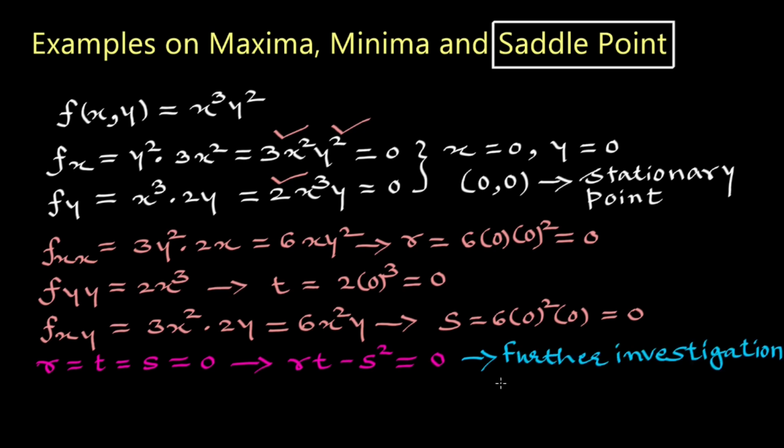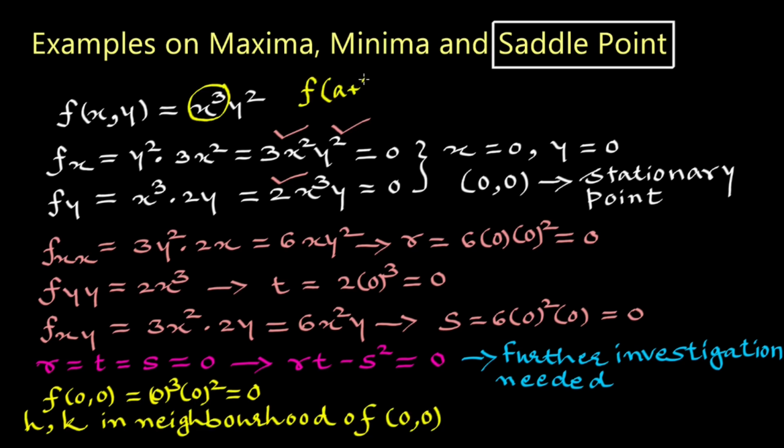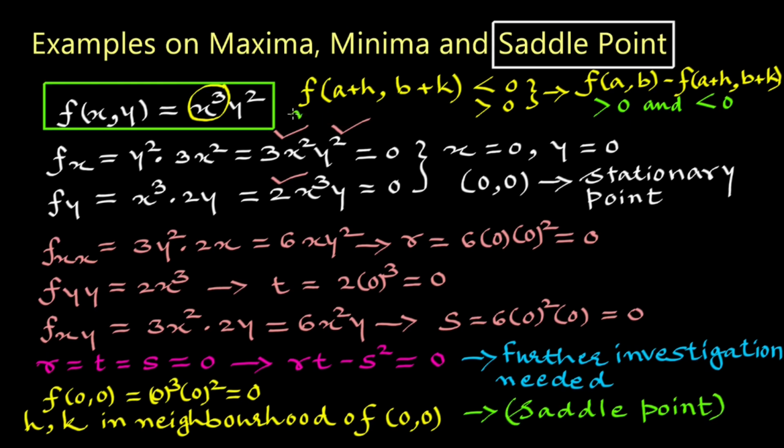Now f at the stationary point will be 0, but because of this cubic term here, for small values h and k in the neighborhood of 0, 0, f(a plus h, b plus k) will be sometimes negative and sometimes positive, which means f(a,b) minus f(a plus h, b plus k) will sometimes be positive and sometimes negative. So this is a perfect case of a saddle point, which means the function has neither maxima nor minima.